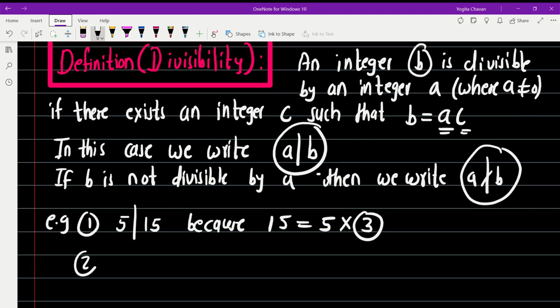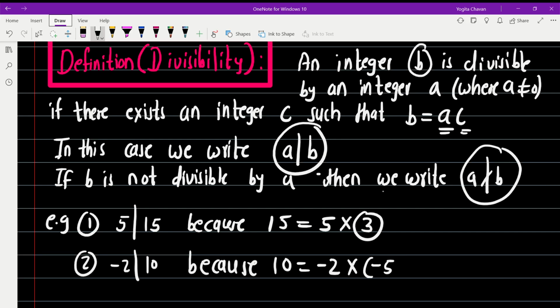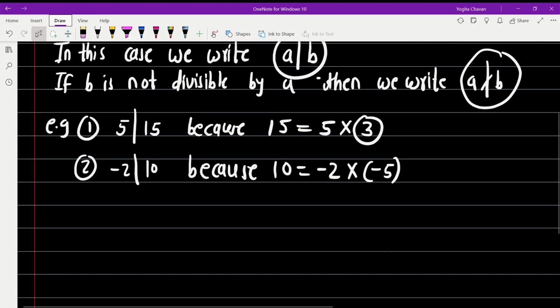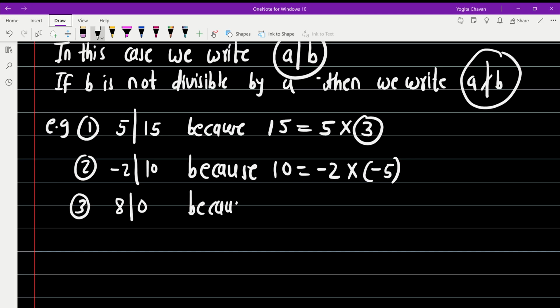Now see the second example. -2 divides 10. Now why? Because this 10 can be written as -2 into some integer, and which integer? -2 into -5. This product is equal to 10. So -2 divides 10. Now the third example, 8 divides 0. Now why? Because 0 can be written as 8 into some number. Now which number? 8 into 0. So again we got an integer c such that 8 into c is equal to 0.